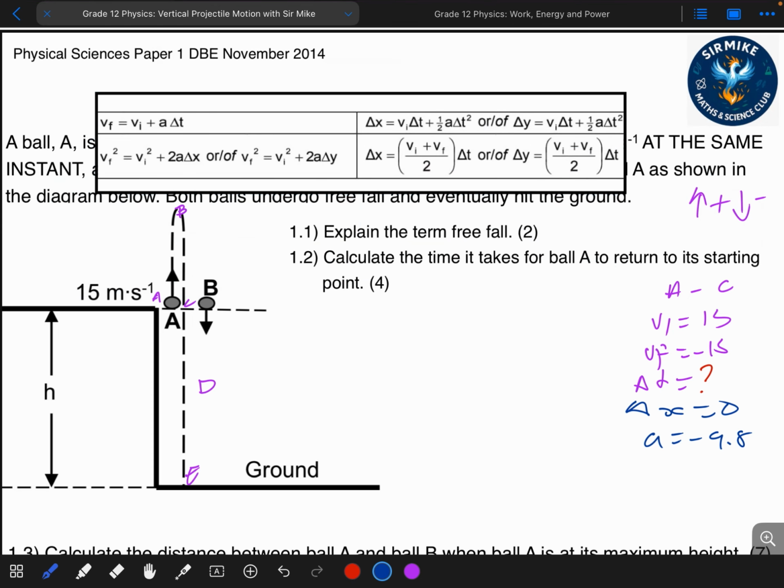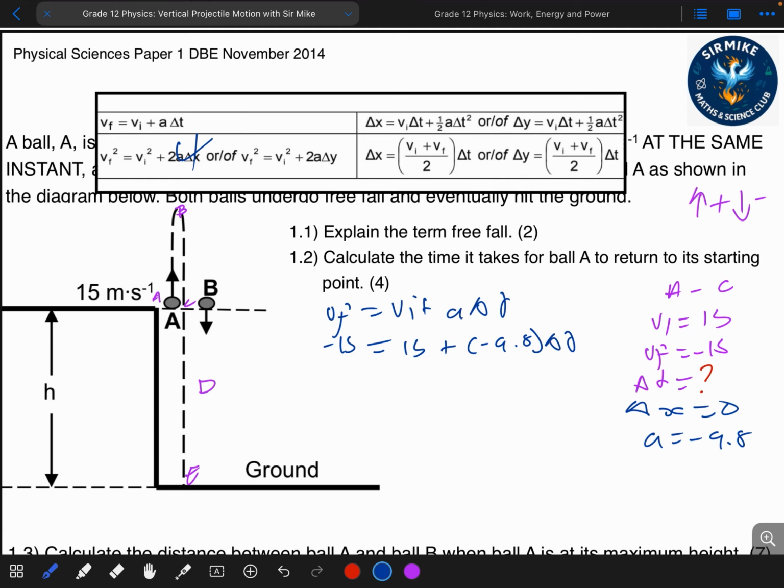This equation is not going to be applicable, but the rest of the equations are. To make things easy for myself, I'm simply going to choose the first one: Vf equals Vi plus A delta T. Here Vf is negative 15, and Vi would be 15, plus negative 9.8 multiplied by delta t.